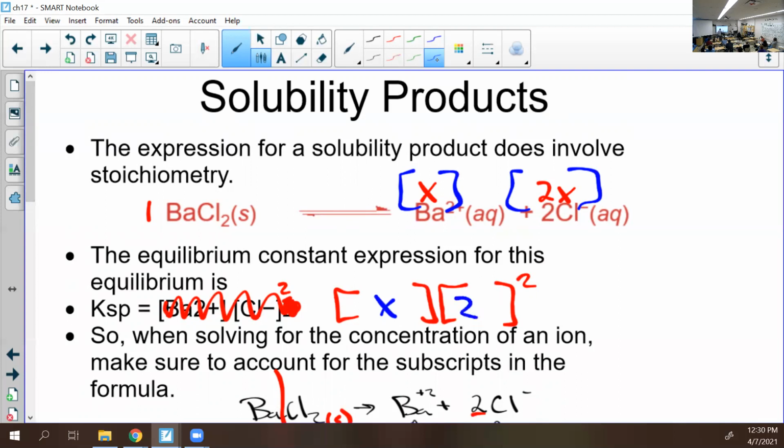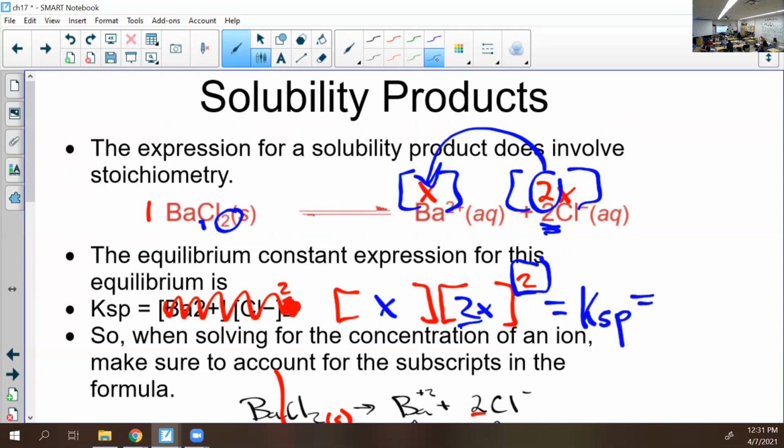Cl would be 2x, but it would also be squared. Now, the reason this is a 2 and that is a 2, they're related, but very different reasons. The square comes because coefficients, the wrong one, I should have circled that one, because coefficients become the exponents in our K expressions. This 2 came because its concentration, we don't know what it is, but we know it's twice as much as Ba. So you're kind of like merging them. You're right. Both things come together to confuse kids forever.